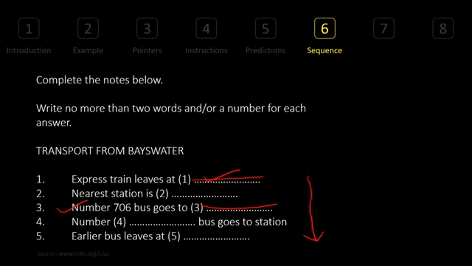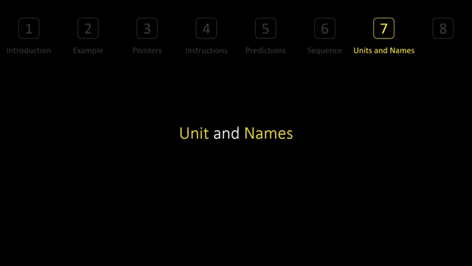This number 3, the 706 bus, when they describe it, now you know, okay, now I have to jump to this one because they have described this one. Hence, if there are no blanks provided in the statement, they won't call it number 3, they will call the next one 3, but it is important for you to follow the sequence. Okay? Good. Next one is unit and names.